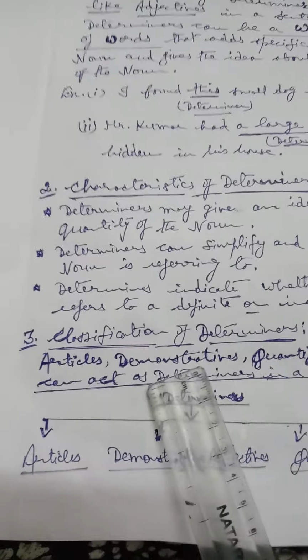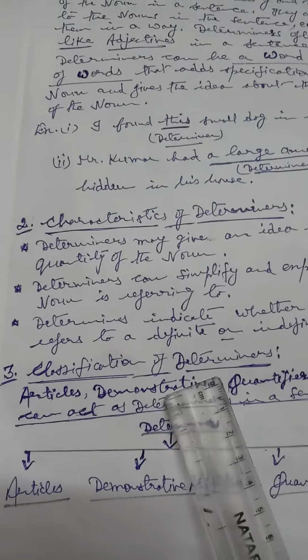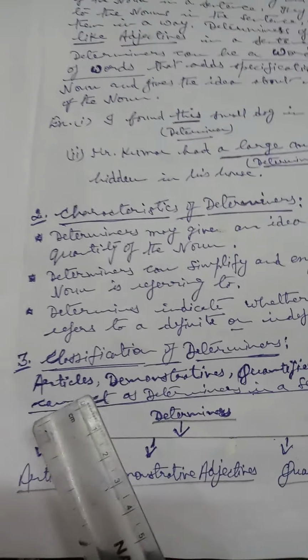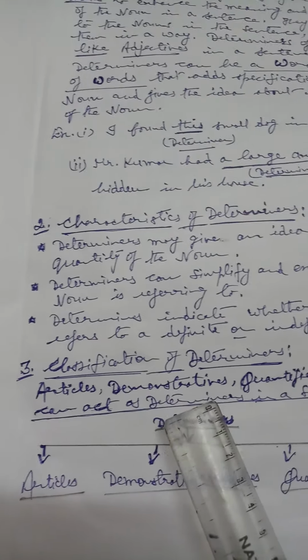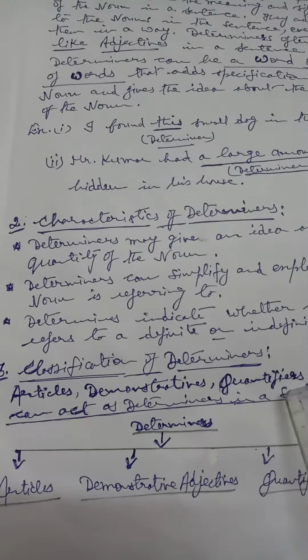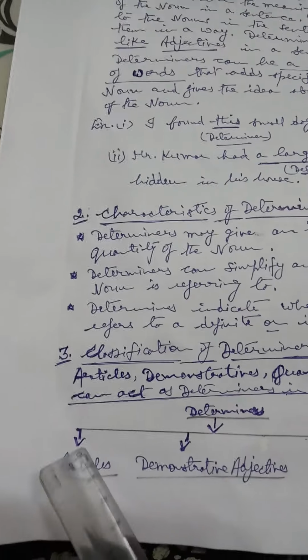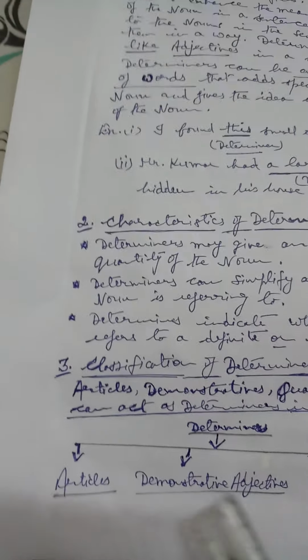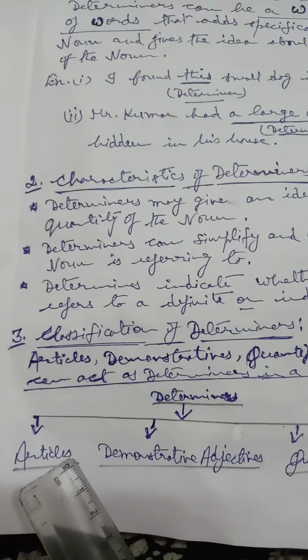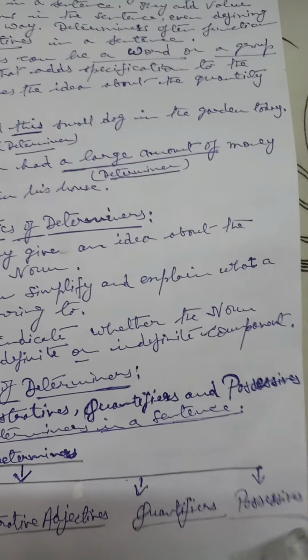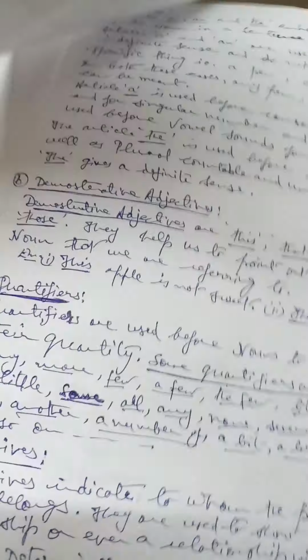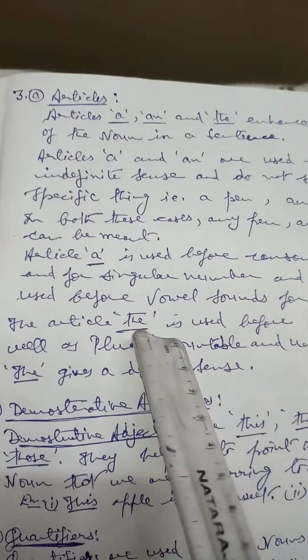Now, classification of determiners. Determiners can be classified into these 4 types. First is articles, second demonstratives, third the quantifiers, and the last one is possessives. So determiner is the heading. We can classify it into 4 types: the first one is articles, second demonstrative adjective, third the quantifiers, and fourth one is the possessives. Now one by one we will take them up.